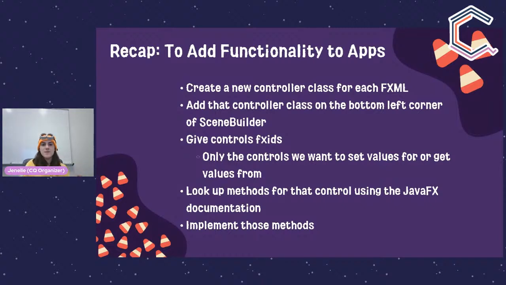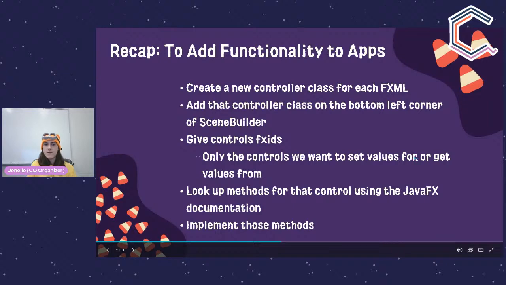So here are the basic steps, and I will make this available to all of you. First, you need to create a controller class for the fxml, and then you need to add that controller class to the bottom left corner of Scene Builder so that it knows what to reference, so that when you set that on action, it can tell where to find that method. Then you need to give your controls fx IDs for if we want to set or get different values. You can use documentation to look up different methods, such as set text and get text, and then you implement those methods after setting the on action to whatever you would prefer.